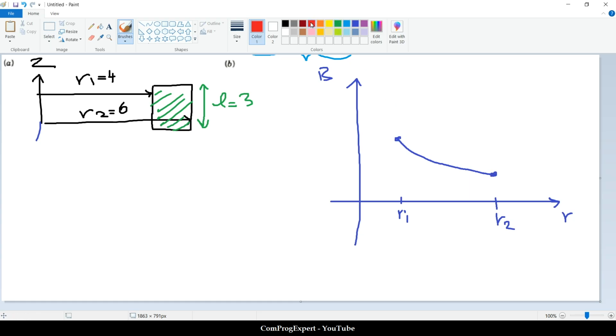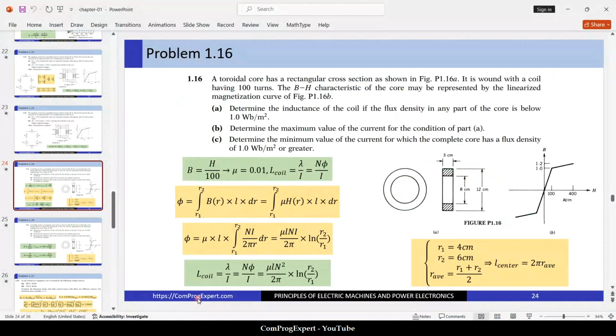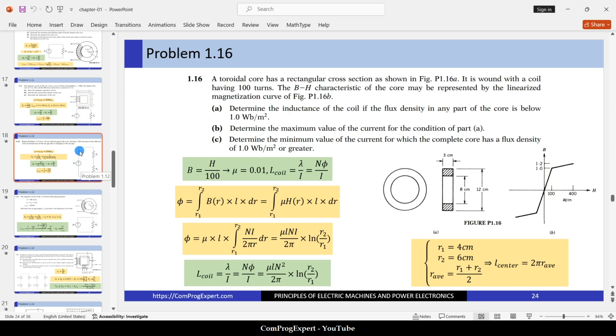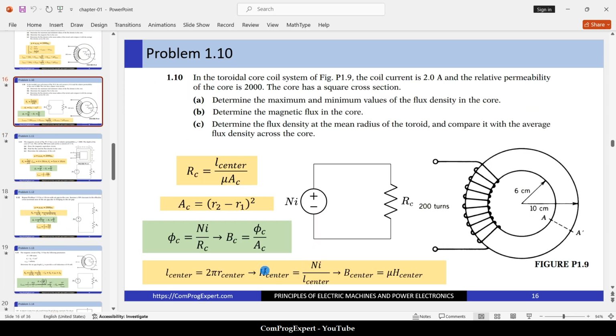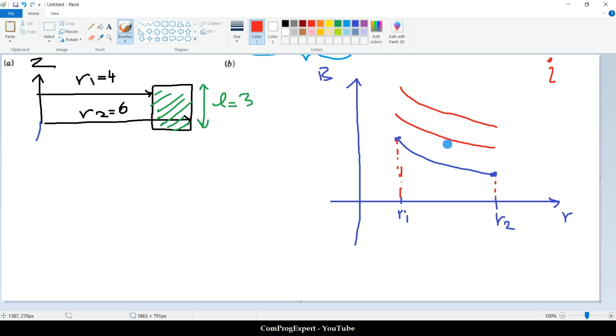We know that we have maximum B for minimum radius and minimum B for the maximum radius. So when we increase the level of the excitation, the amplitude of I, we have higher values for B. Actually, the value of B is equal to this. We discussed it before. This is the value of H and B is mu times H. So when we increase I, we have higher values for B. So if we are going to keep the flux density for all parts of the core below 1 Tesla, we should consider this.